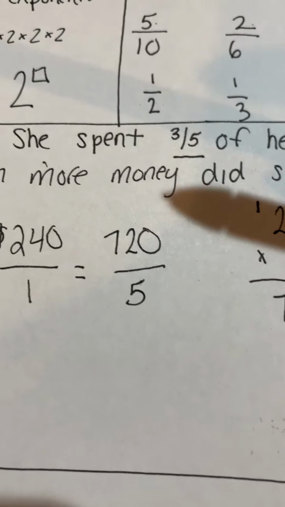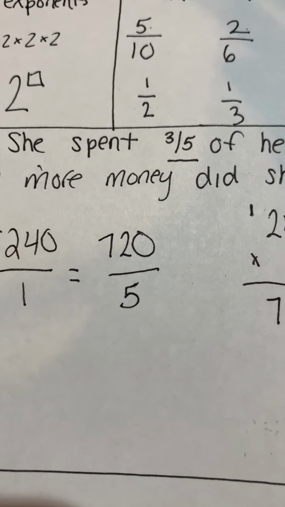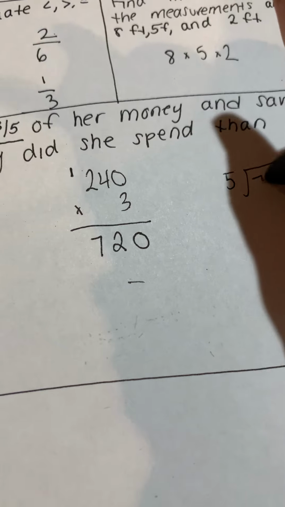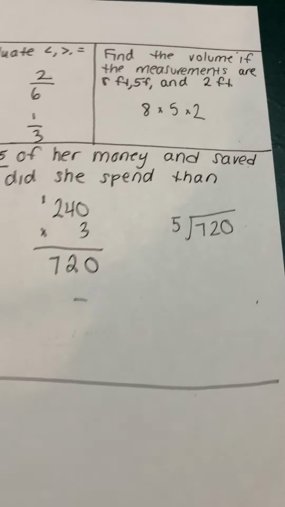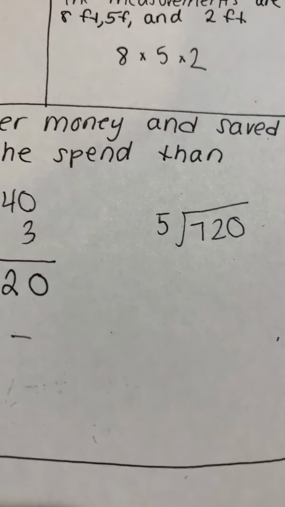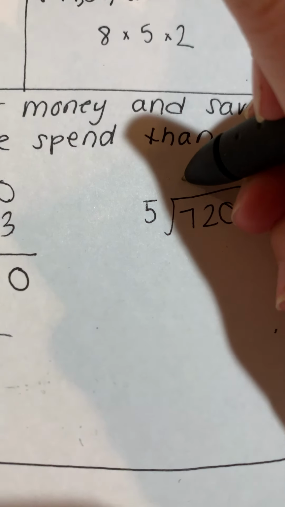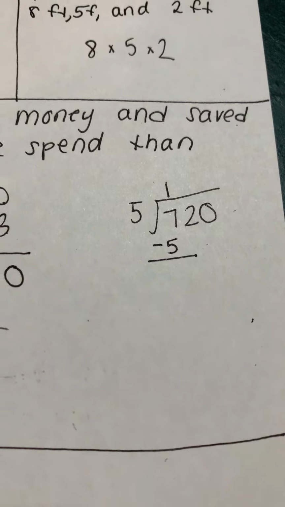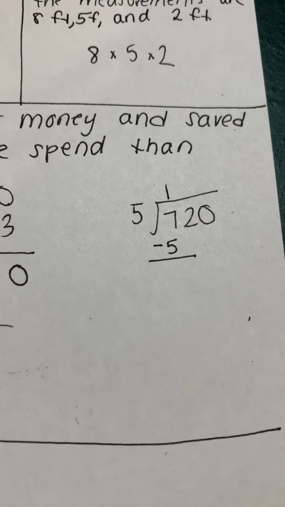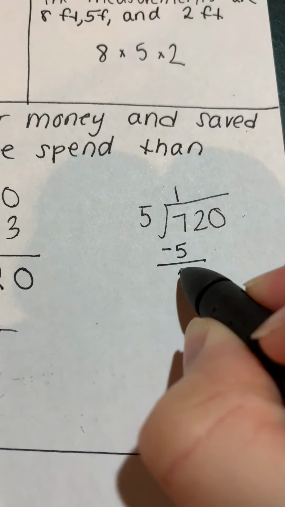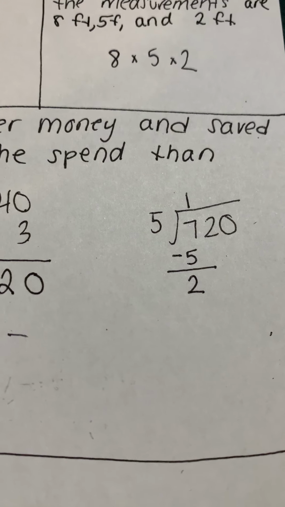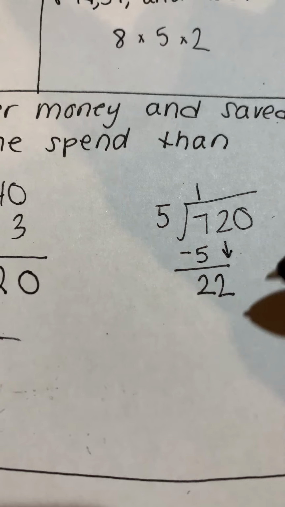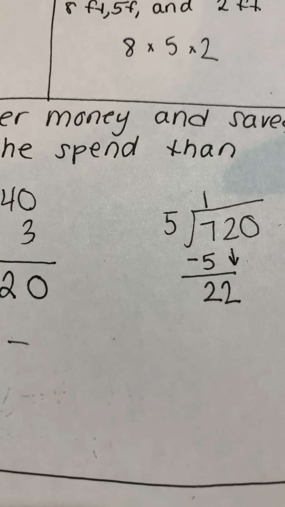We can't leave it as 720 over 5. We need to divide. 5 into 720. 7 divided by 5. 5 can go into 7 one time. 1 times 5 equals 5. Then we subtract 7 minus 5 and get an answer of 2. Bring down your 2. Now we have 22 divided by 5.